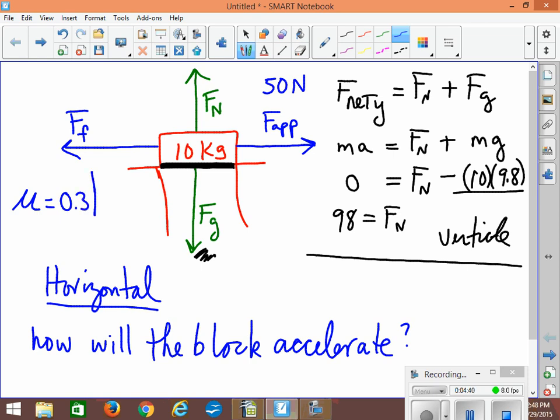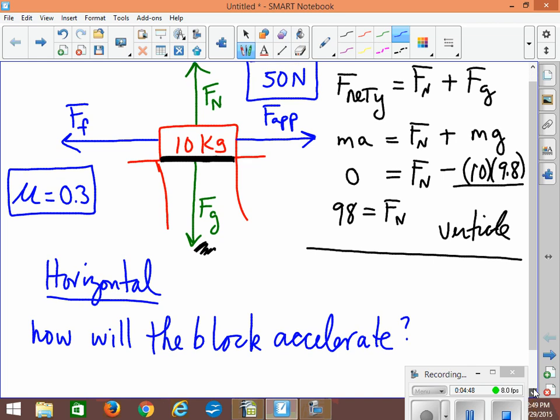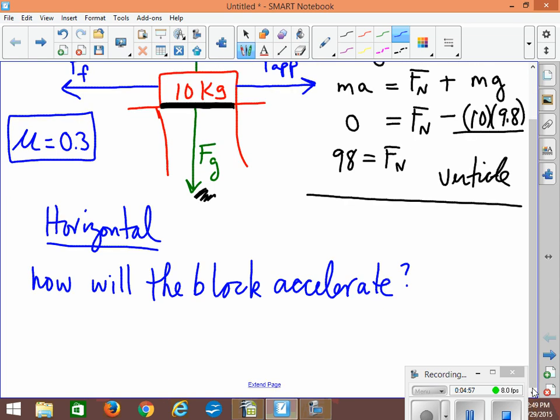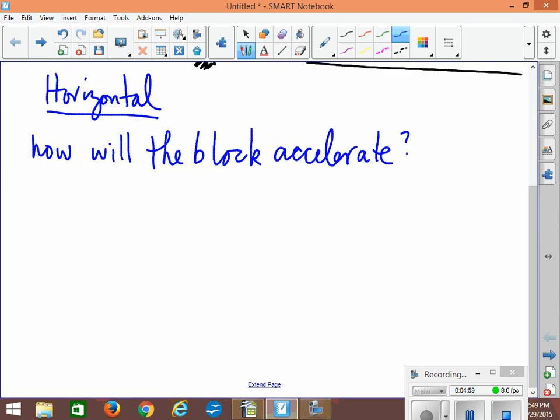So we have these two pieces of extra information that we can use to actually solve a problem like the one we've written. How will the block accelerate? Now don't forget about the vertical forces. We'll need that in a minute. But right now, we only want to look at the horizontal forces. So, horizontal forces are associated with the x-axis.